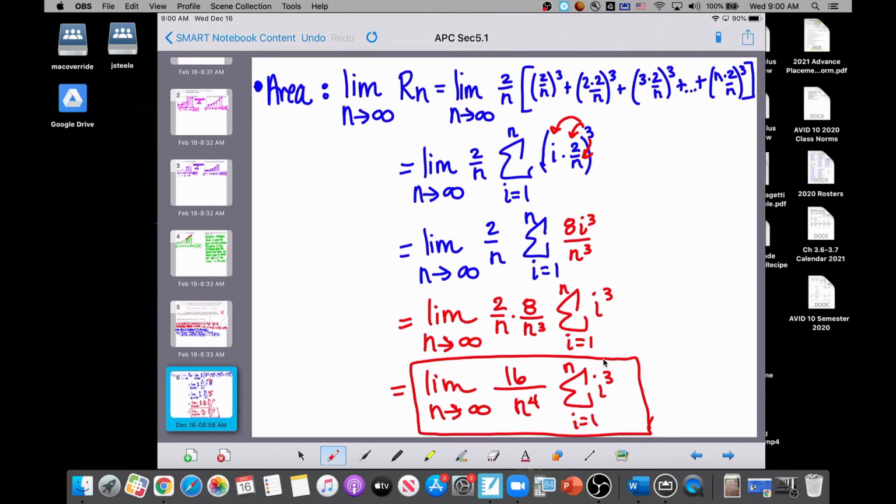This was not an easy thing to do, and I am not going to expect you to reproduce anything like this on a quiz or a test. But it is important that you've seen it and that you understand the idea of writing the area under a curve as a limit.